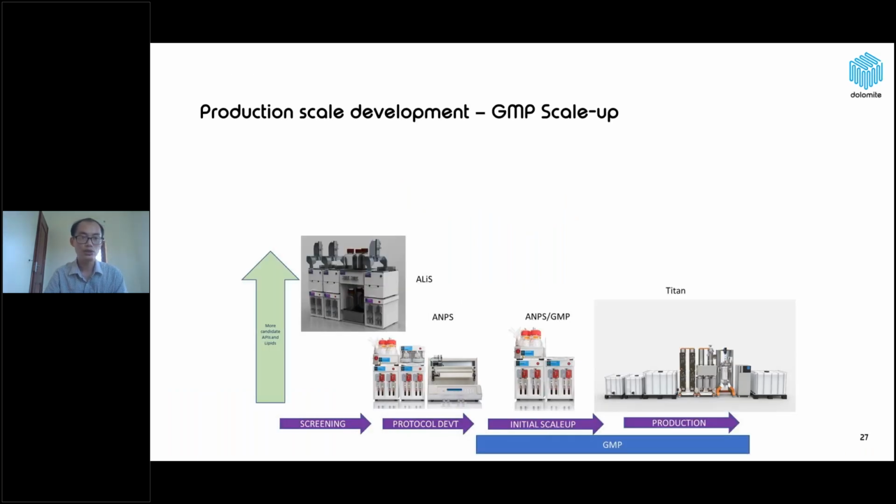In this slide, I would like to introduce our production scale development with GMP scale-up. Currently we are at the production protocol development stage with the automated nanoparticle system shown here. We are developing the early system, a fully walk-away automatic system, which allows you to run the processes and protocol automatically. It's a good candidate for API or lipid nanoparticle generation.